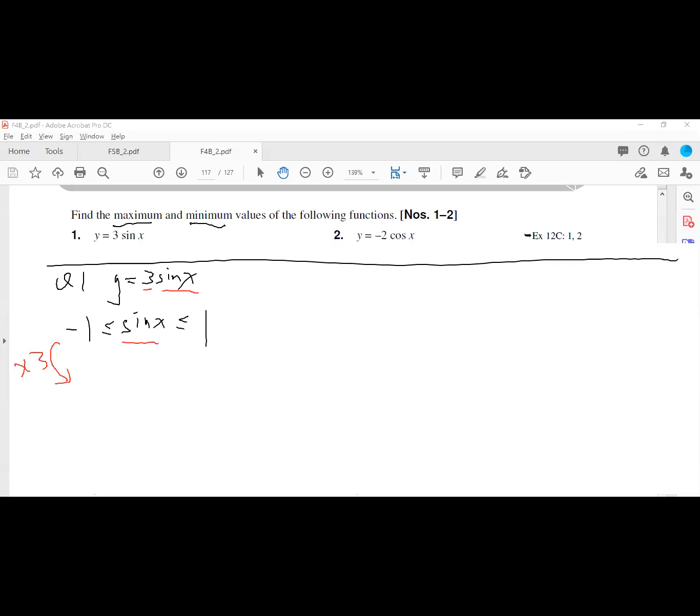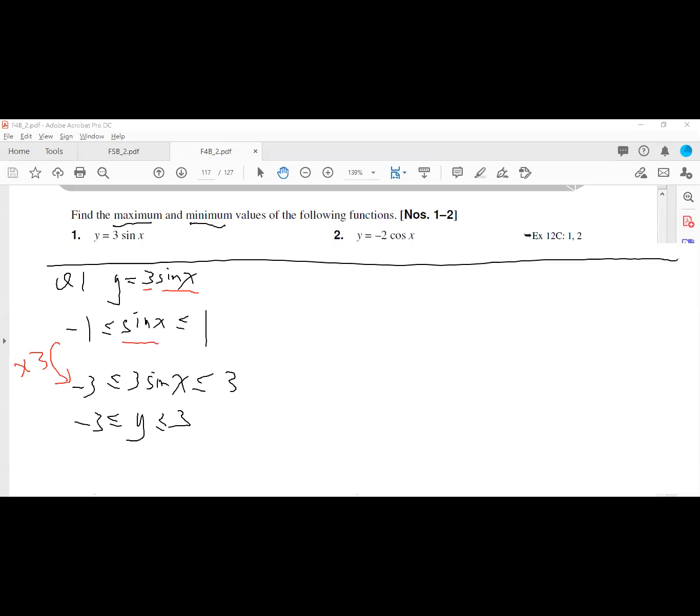And then we need to do the same thing on each part of the inequality, which means I need to multiply 3 to the -1, that is -3, and the middle part is 3 sine x, and the right hand side is 1 times 3, that is 3. After multiplying by 3, we have come to 3 sine x, which is exactly equal to y. So we change the middle part to be equal to y.